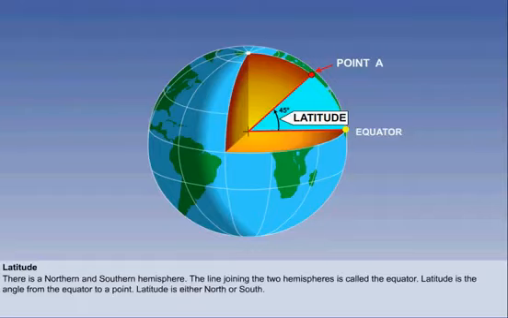Latitude can be either north or south, dependent on the position relative to the equator. In the case on the screen now, the latitude is north. It is north of the equator, and it is in the northern hemisphere. Latitude can only be north or south. It cannot, for example, be either east or west.